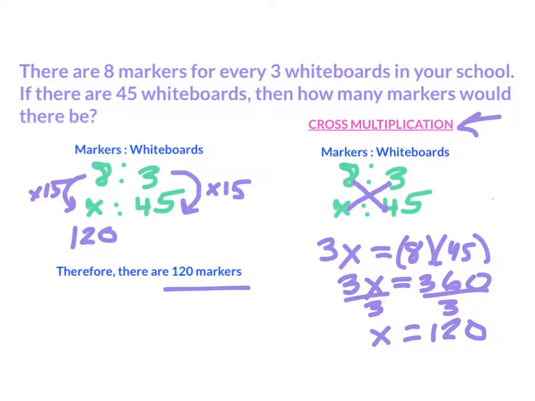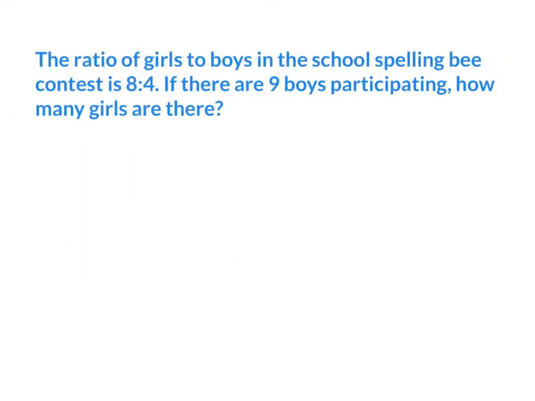The ratio of girls to boys in the school spelling bee contest is 8 to 4. If there are 9 boys participating, how many girls are there? Again, the first thing we do is we write down the two things we are comparing. So we're comparing girls to boys. And order matters in a ratio. So because girls comes first in your question and 8 came first in your ratio, then there are 8 girls to 4 boys is the ratio.